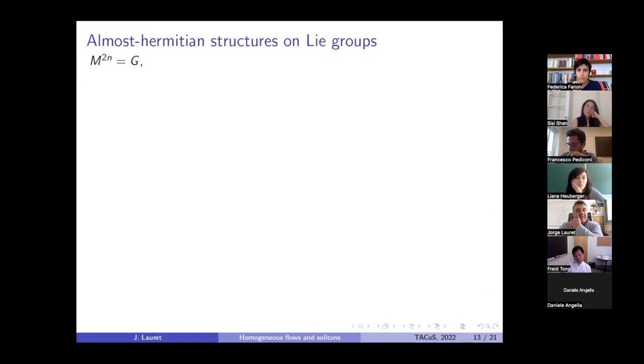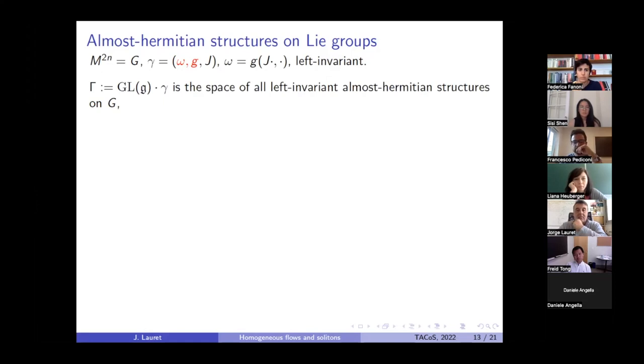So let's assume that now we are in the almost Hermitian case. So the dimension 2n, but let's go to a Lie group, okay? Not a homogeneous space, because it might be too technical. So let's go to a Lie group, G. Everything will be left invariant. Okay, K is just the identity. G is acting on itself. Take a left invariant almost Hermitian structure.